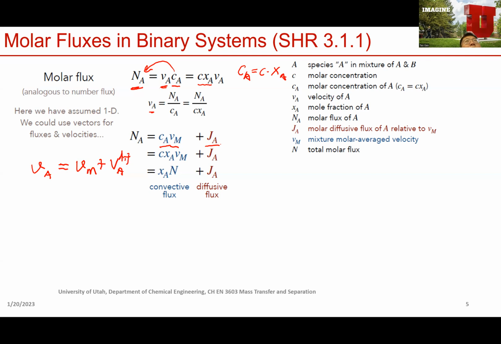Plus the difference. So the first component is the so-called convective flux. It's the molar flux of species A due to the bulk motion of the fluid, right? Because the fluid is moving, flowing around. And the second part is the so-called diffusive flux. It has nothing to do with the bulk motion of the fluid. Instead, it only has to do with the relative motion of species A to the bulk motion of the fluid, right?